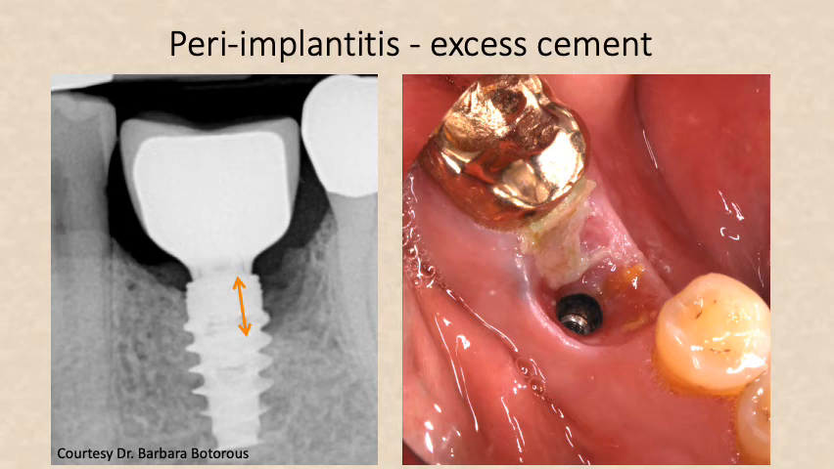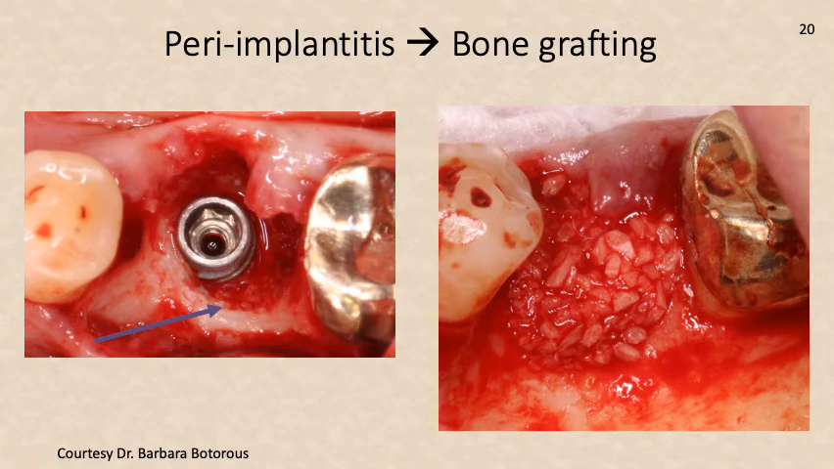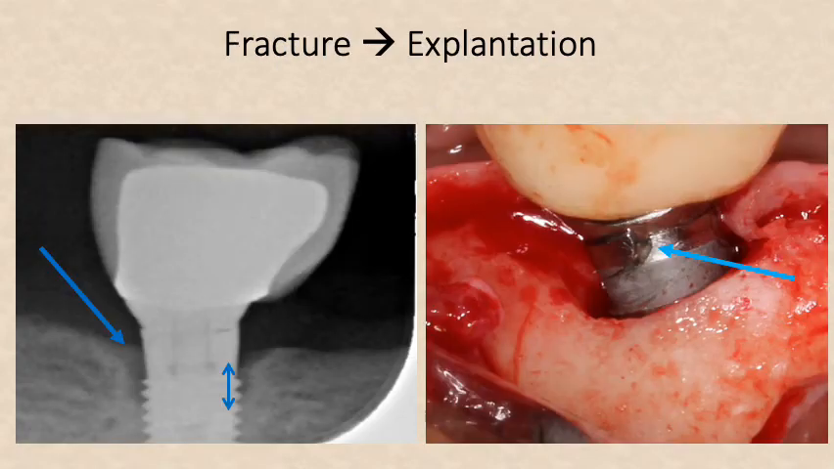This bone defect is a vertical defect due to this excess cement that was left in place and not cleaned appropriately. After cleaning this vertical defect and degranulating this, bone grafting was performed and followed by coverage, which led to healing of this bone vertical defect.